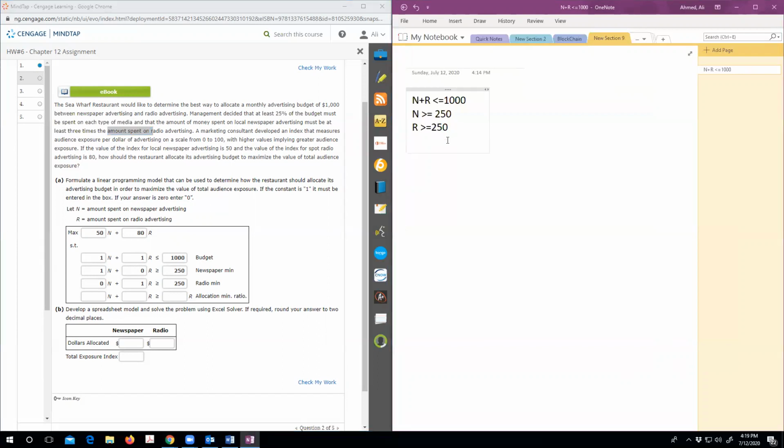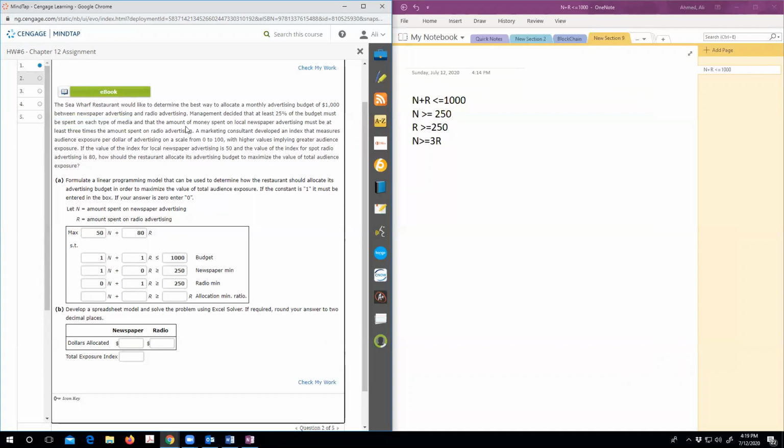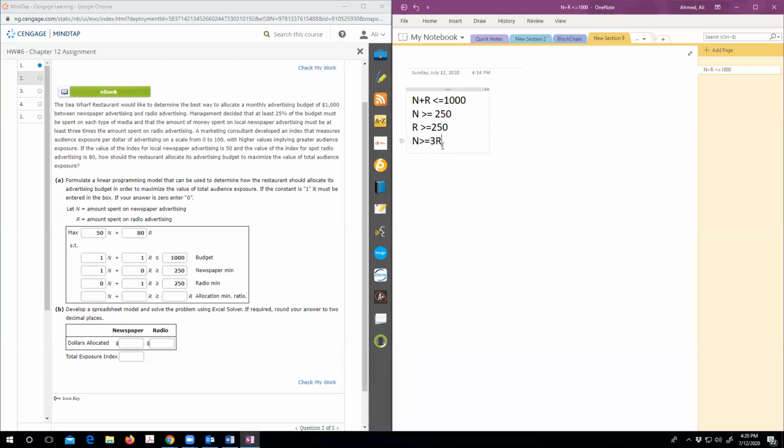So technically, forget about that, but we are saying newspaper should be greater than or equal to 3 times R. Is that what they're saying? The amount of money spent on newspaper should be at least 3 times the amount spent on R. Yeah, I think this is correct. All right, so does this make sense to you?